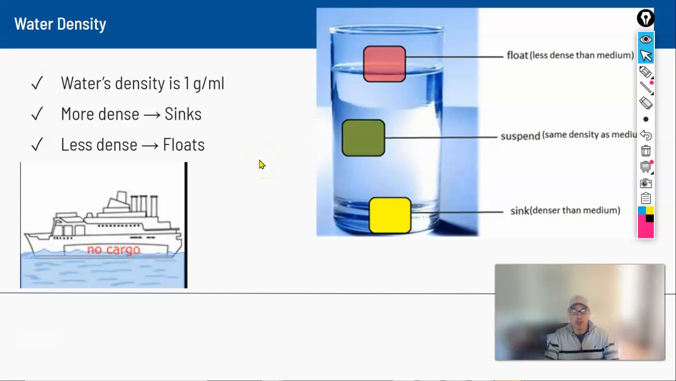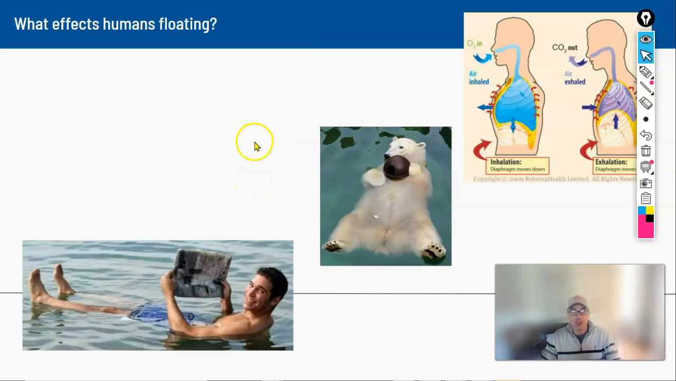The reason a boat occasionally sinks is because if it gets a hole in it, then that air gets displaced by water, and even though it's the same amount of space, it starts getting heavier and heavier, and that's what's going to cause it to sink. We know that human beings can float as well.